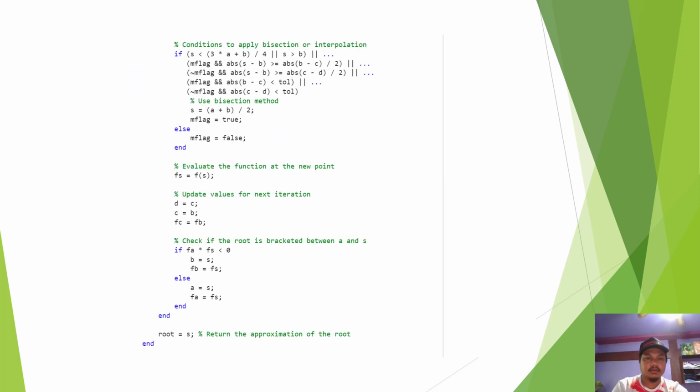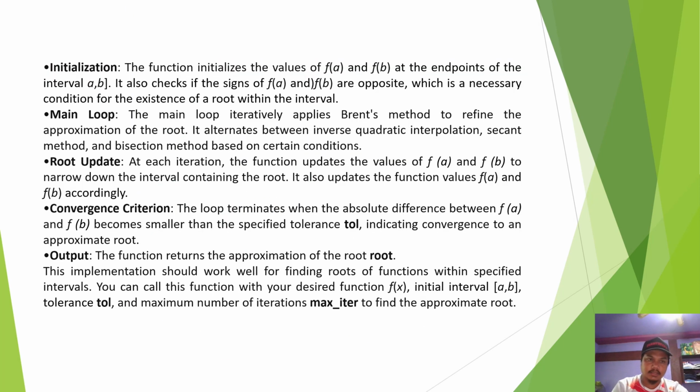So, pagka-explain ato na ang code is start ta sa initialization. The function initializes the values of function of a and function of b at the endpoints of the interval ab, nanabutan ng bracket. It also checks if the sign of function of a and function of b are opposite, which is a necessary condition for the existence of a root within the interval.